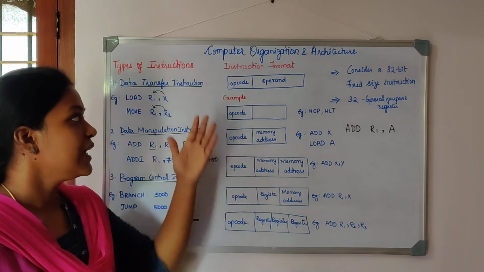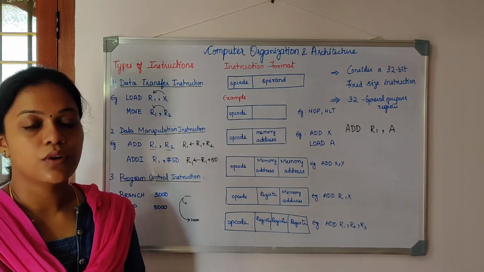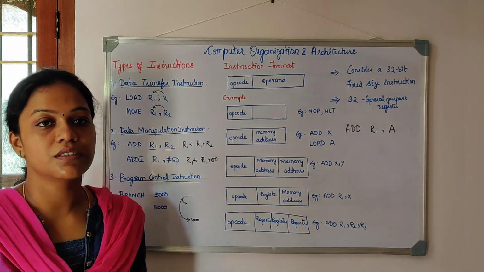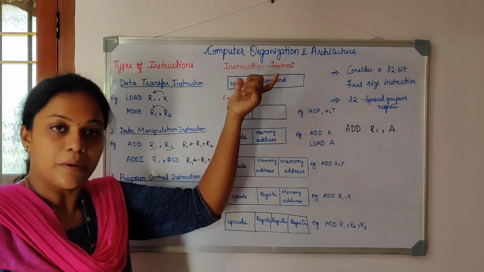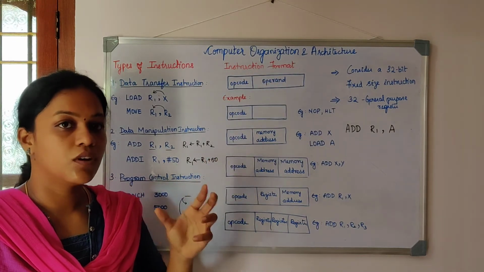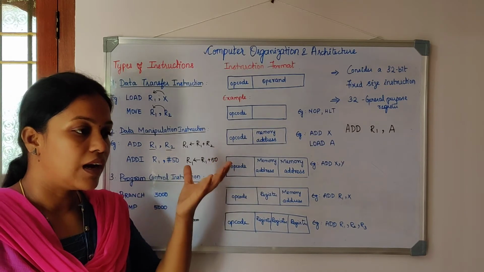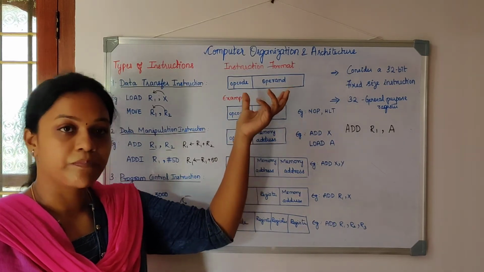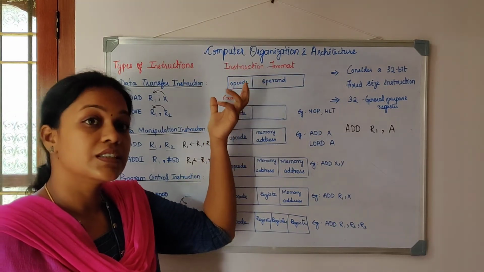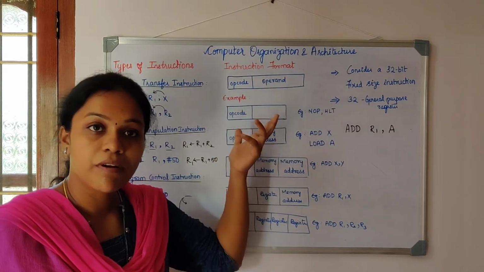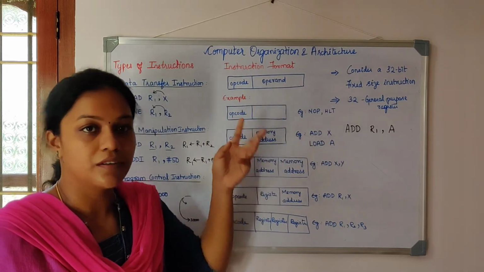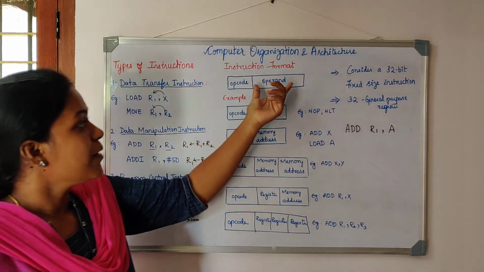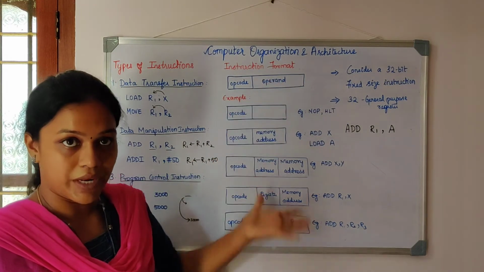Now we'll move on to the instruction format. As we all know, an instruction consists of two major parts: one is the opcode, the other one is the operand. We have seen in the previous lecture that the number of operands can vary. It can have 0 operands, which means it is a 0 address instruction. It can have 1 operand, which means it is a 1 address instruction, 2 operands, a 2 address instruction, 3 operands, a 3 address instruction. Similarly, depending upon the operands, your instruction formats vary.